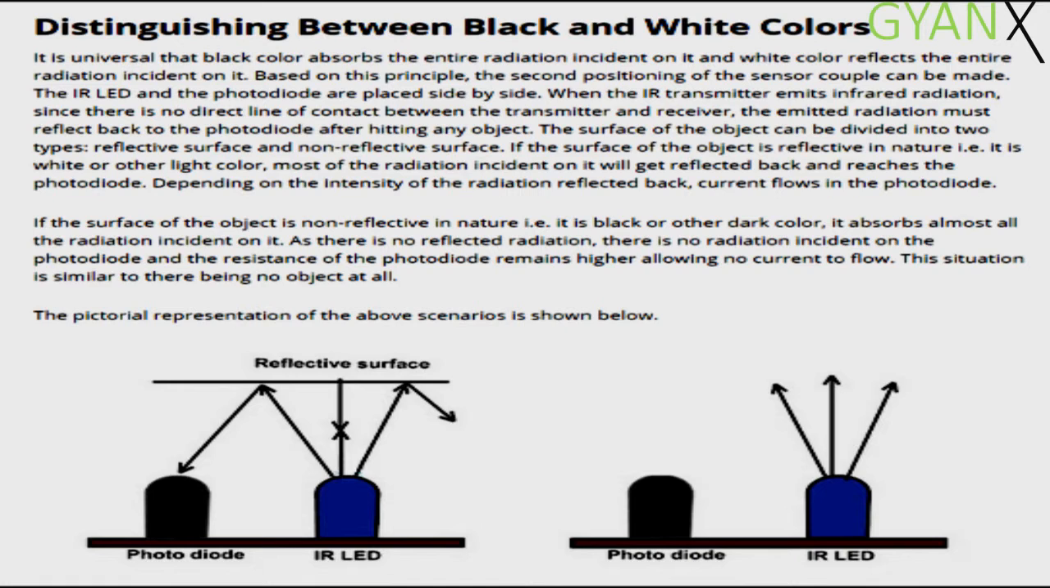If the surface of the object is non-reflective in nature, that is, it is black or another dark color, it absorbs almost all the radiation incident on it. As there is no reflected radiation, there is no radiation incident on the photodiode and the resistance of the photodiode remains higher, allowing no current to flow. This situation is similar to there being no object at all. The pictorial representation of the above scenario can be seen on your screens.